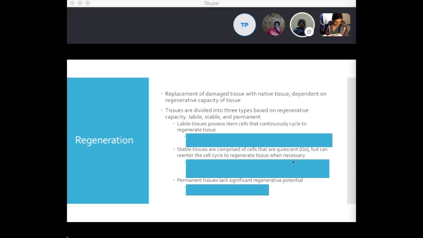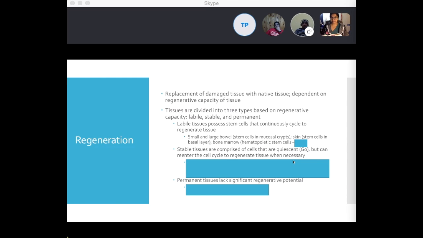Skin. Skin is one. GI mucosa. Yeah. One more, maybe. Oh god, what's the third one? I'll give you a hint. Something regenerates every 120 days. Cells. Yeah. So your bone marrow.